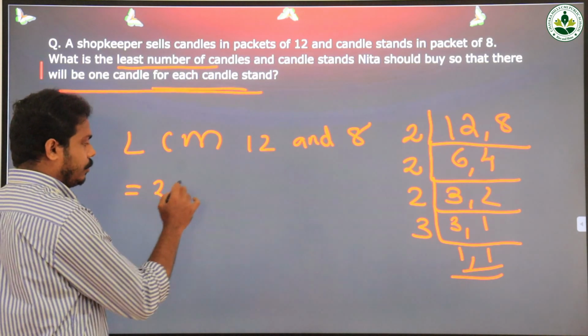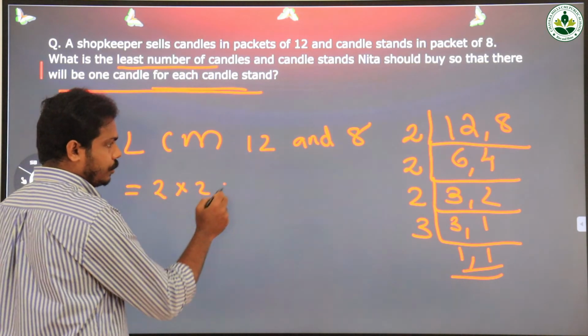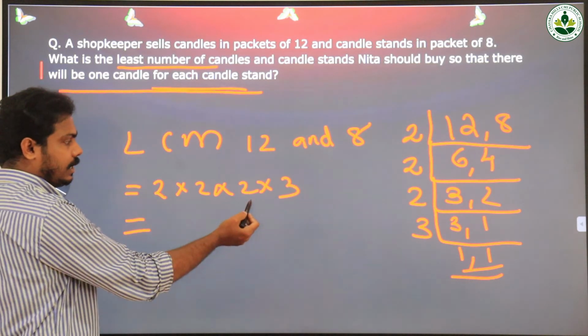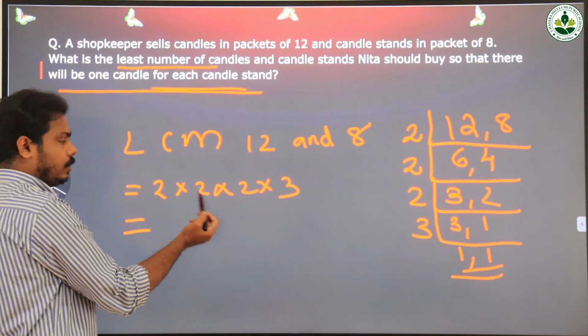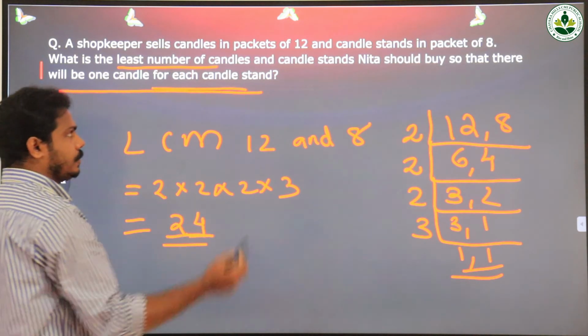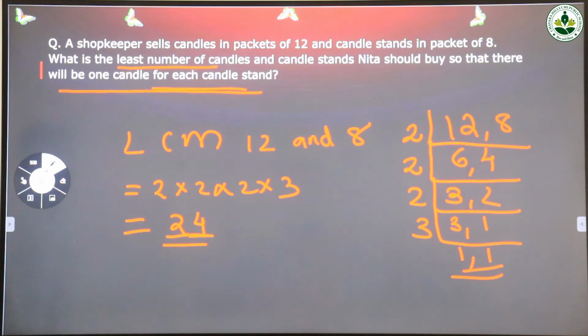So the LCM is the product of the prime numbers 2 into 2 into 2 into 3. That is 3 2s are 6, 6 into 2 is 12, 12 into 2 is 24. So the answer is 24.